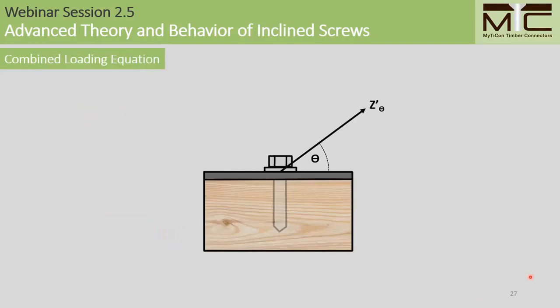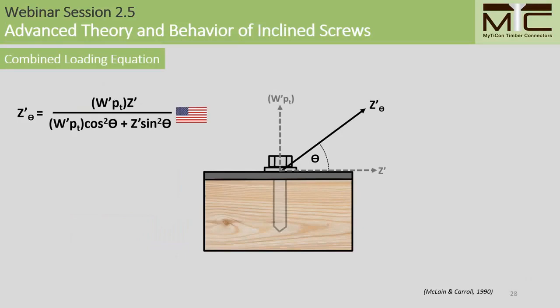Next, we'll look at the combined loading equation, which is found in the NDS. This equation is set up to give an interpolated design value for loading at angles between purely axial and purely lateral loading. Mighty Kant also publishes this formula in our structural screw design guides. As you can see, the formula uses the axial resistance and the lateral resistance as parameters, with the angle theta referenced against purely lateral loading.